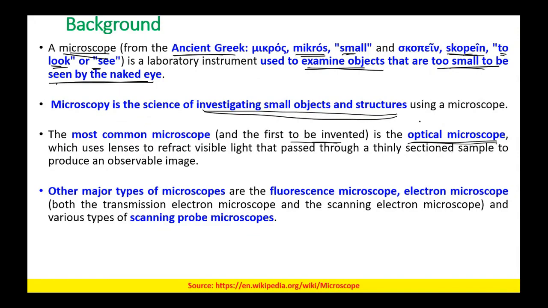Apart from this optical microscope, there are other types of microscopes like the electron microscope and scanning probe microscopes. Okay. So the fluorescence microscope, though over here it has been regarded as a separate type of microscope, is a special type of optical microscope.